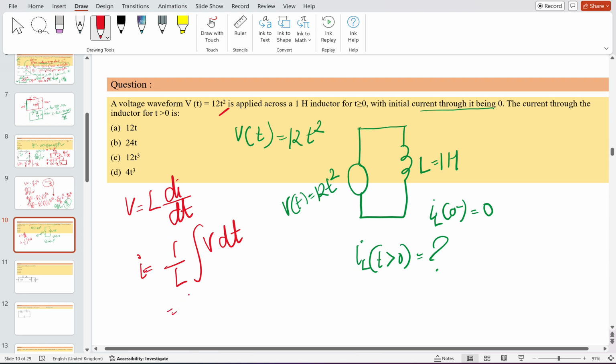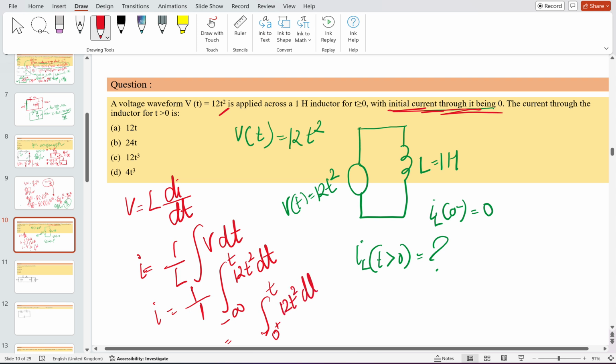Let's solve. 1 upon L, L is given as 1. What is the value of voltage? It's given as 12 t square dt, integrated from minus infinity to t. But it is also given that the initial current through it is 0. It means that the integration will move from 0 plus to t, because at 0 it is 0. 12 t square dt, when you solve it, will come out to be 12 t cube by 3, which is 4t cube. From 0 to t, it will be simply equal to 4t cube. So the correct answer will be option D. Okay, got the point?